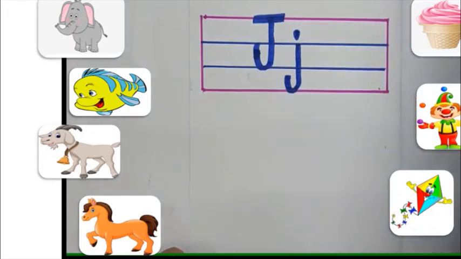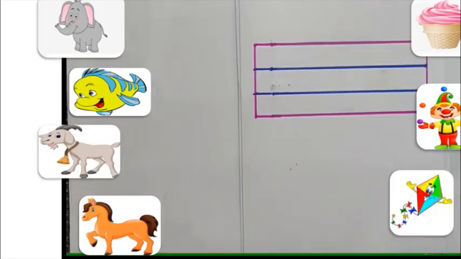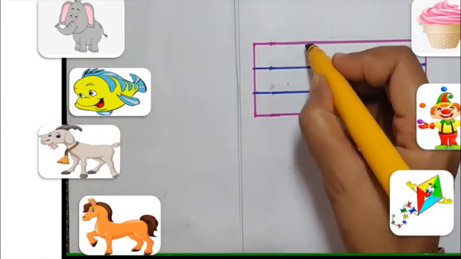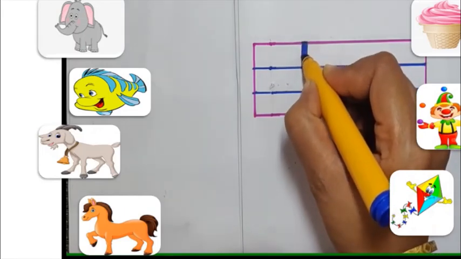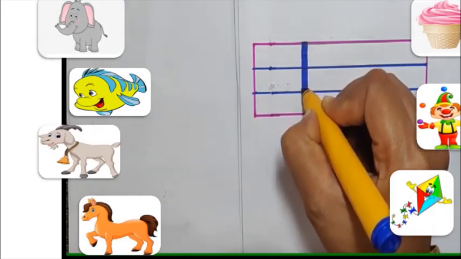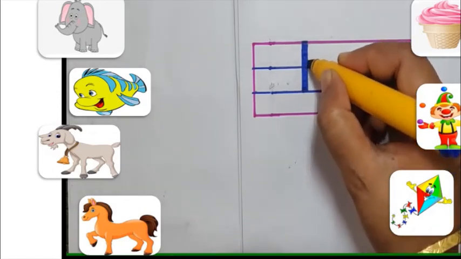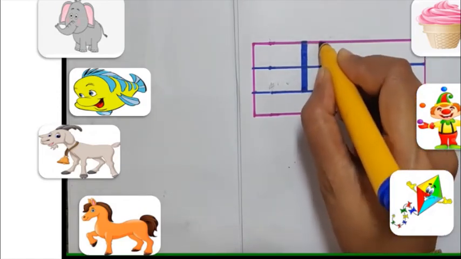Children, what sound does letter J make? Correct. J, joker. Next letter, letter K. The strokes are, start from the top line, standing line, then two slanting lines.